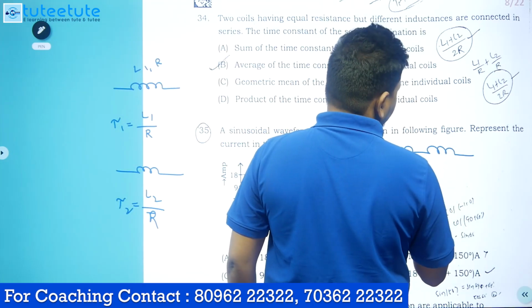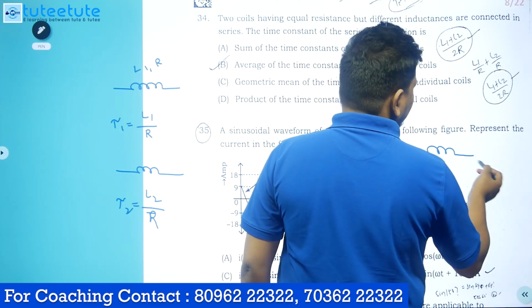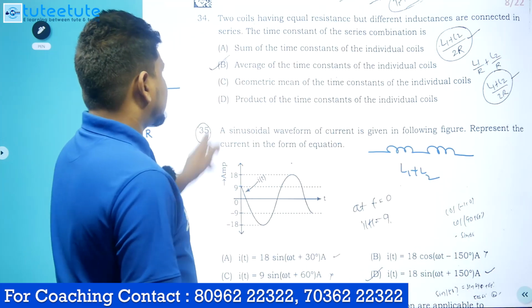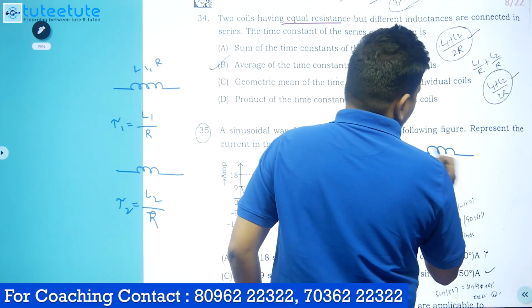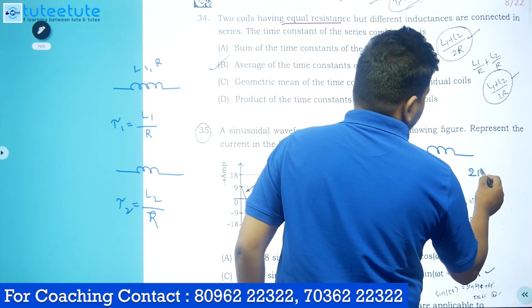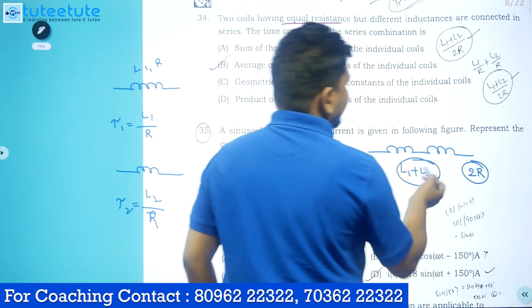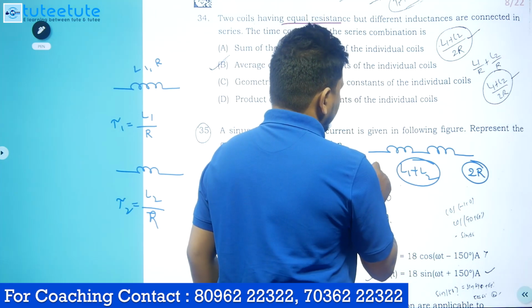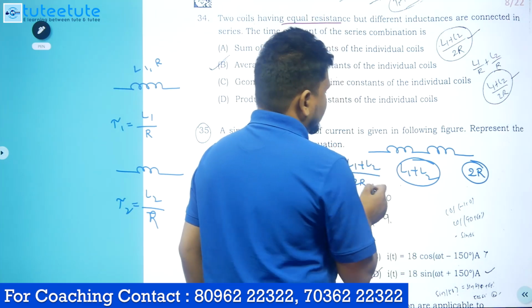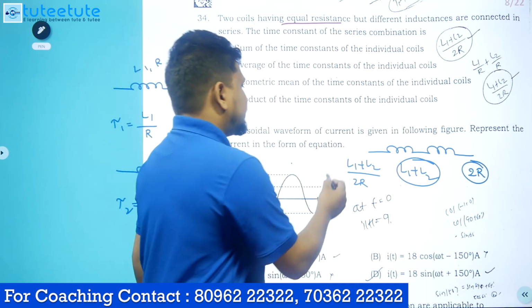Total inductance will become L1 plus L2. Total resistance, actually equal resistance they have mentioned, so it will be R plus R, a total resistance of 2R. Now what is the complete time constant? L divided by R. So L1 plus L2 divided by 2R, this is the complete time constant.